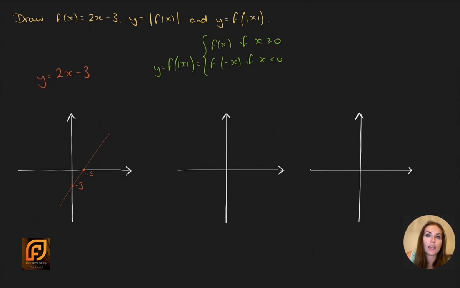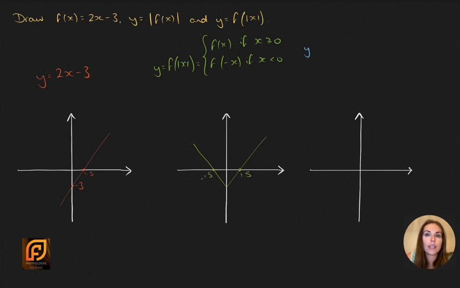To graph y equals f of the absolute value of x, which equals 2 times the absolute value of x minus 3, we take the graph of y equals 2x minus 3 and discard the part where x is less than 0. That's this part. Then we reflect the part where x is greater than or equal to 0 in the y-axis. So that looks like this.